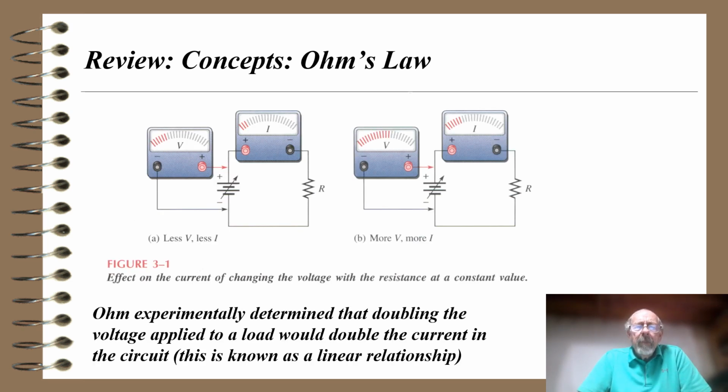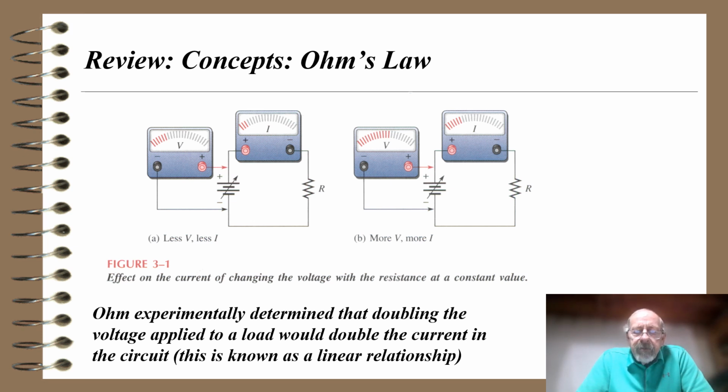So let's review again Ohm's law. Here we show a power supply with a voltmeter across it, and we have an ammeter which is measuring the current in a load R. So we have two of these setups, and on the left hand side you see a certain voltage. It looks like there's about 6 of those red lines, and it looks like there's about 3 of the red lines for the current meter.